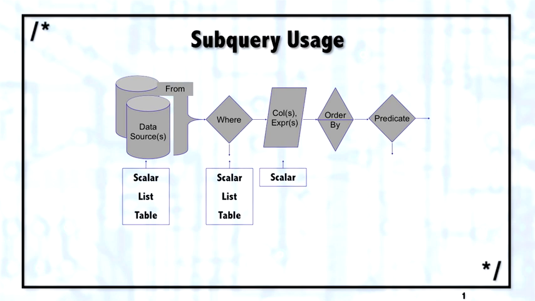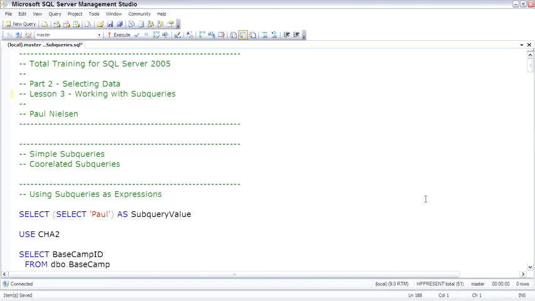The where clause could refer to and handle either a scalar, list, or a table, depending upon how the conditions are compared to the subquery, and we'll look at that in detail. You can even use a subquery right in an expression or as a column if it's a scalar subquery. As an example of a subquery being used as an expression within a column, here's the first one.